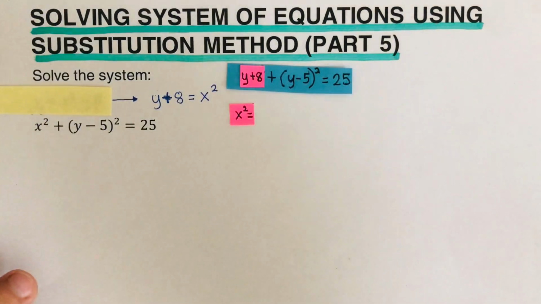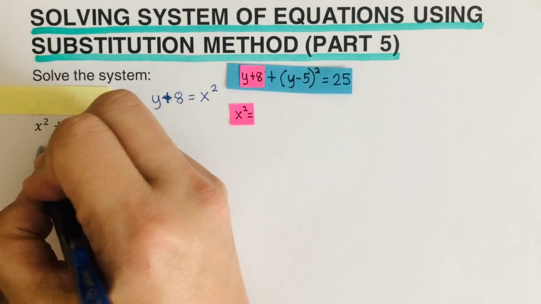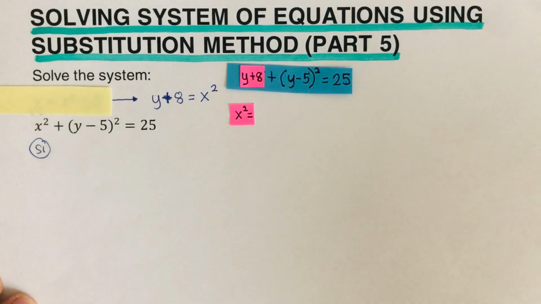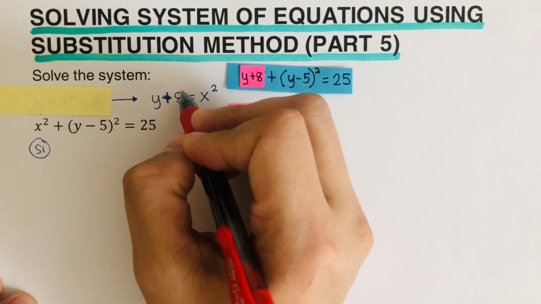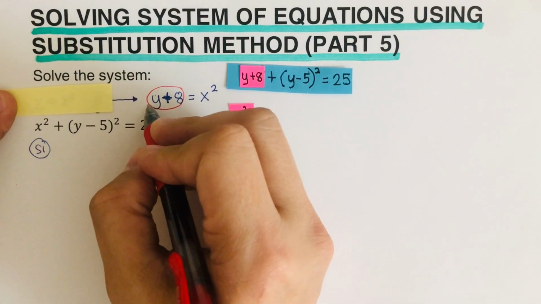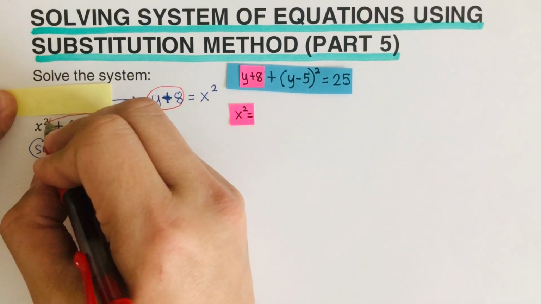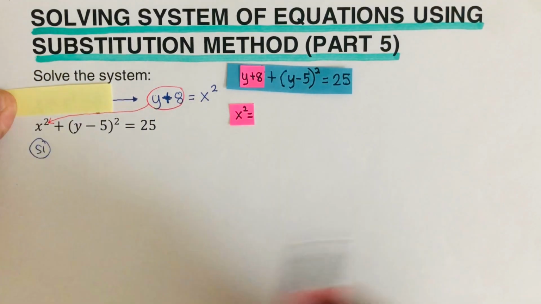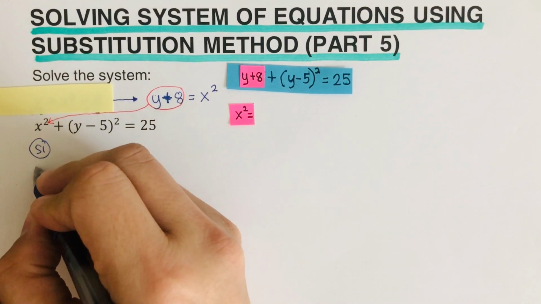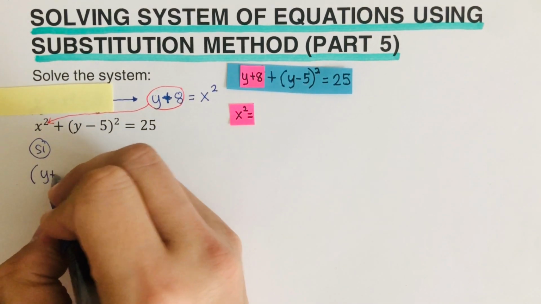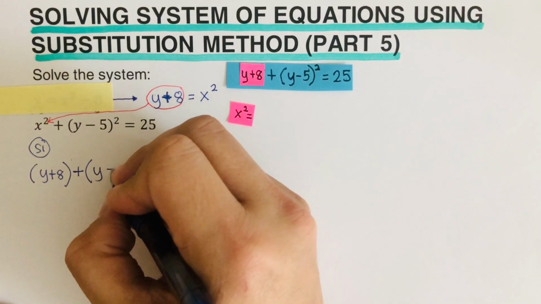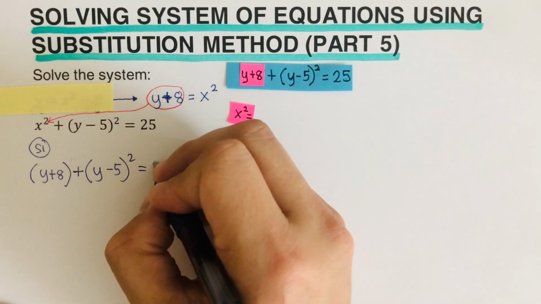So then in our first step, using where I plugged in, this y plus 8 is equal to x squared was plugged into the x squared, since y plus 8 was equal to x squared. So the equation would come out to be, in parentheses, y plus 8 plus, that's going to be y minus 5 squared is equal to 25.